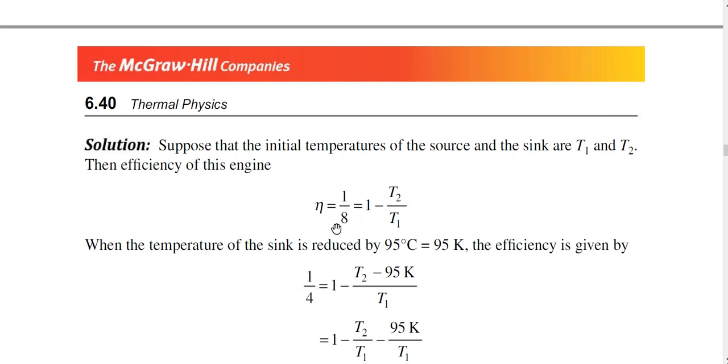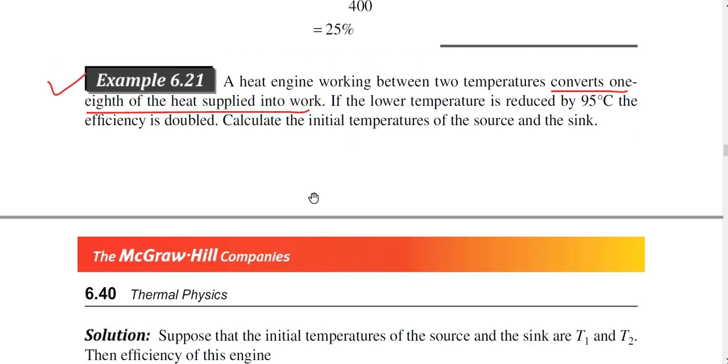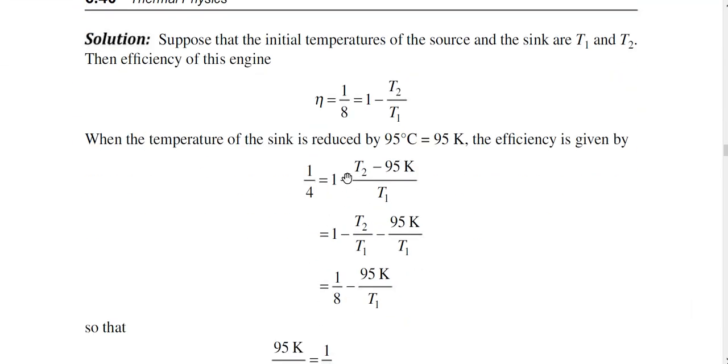So, if in the first case the efficiency is eta equal to 1 by 8, in the next case the efficiency is doubled. That means in the next case the efficiency will be 2 into 1 by 8, which means 1 by 4. Now, if we apply the same formula, that is 1 minus T2 by T1, but in the second case we have to write T2 minus 95 Kelvin.